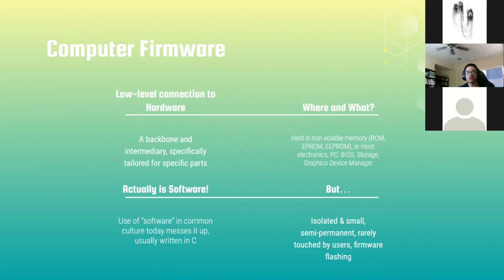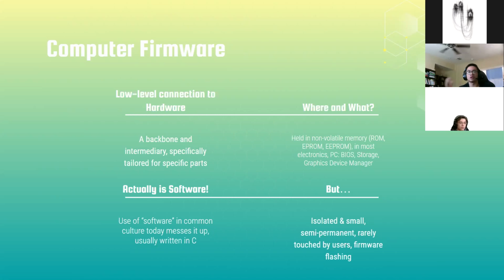And this image, since it's stored on non-volatile memory, is kept. When you turn off your computer, it's still there. Turn it back on, it's still there. And it's rarely touched by users. You rarely update it, or you never update it, or sometimes you have to bring it to a PC shop to replace it. How you update it is using flashing, but you really only can do that for EPROM and EEPROM. ROM you have to physically replace, so you can't really flash it.